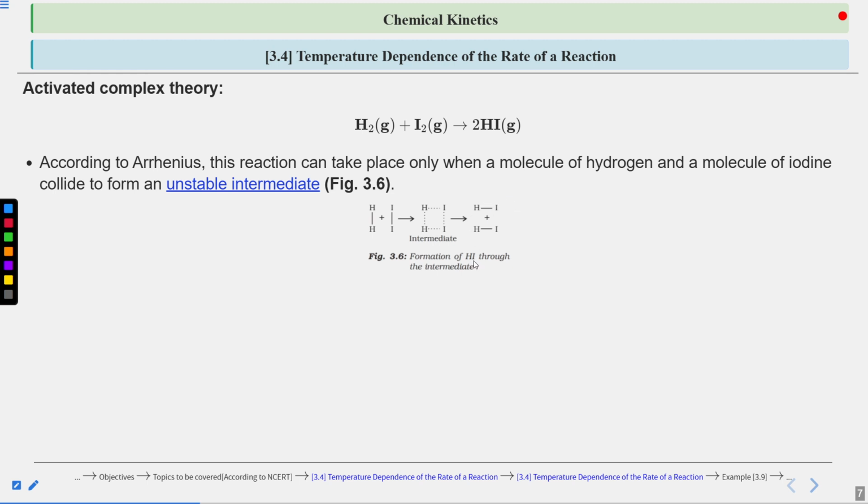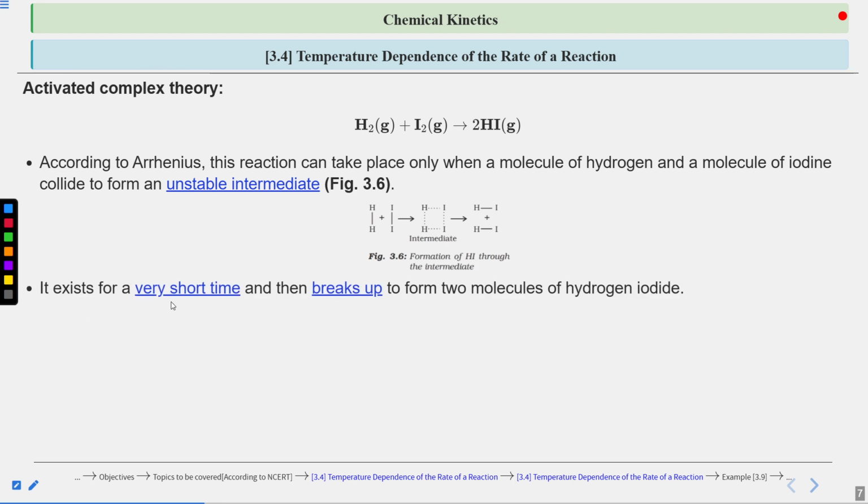Then this intermediate will convert to the two products, that is 2 HI. It exists for a very short time and then breaks up to form two molecules of hydrogen iodide. As you can see, that intermediate is unstable. We have mentioned that an intermediate is an unstable compound. In chemistry, if anything is unstable, it wants to be stable, right? So it tries every way to become stable. So the unstable intermediate exists for a very short time, and then it breaks up to form two molecules of hydrogen iodide in this reaction.